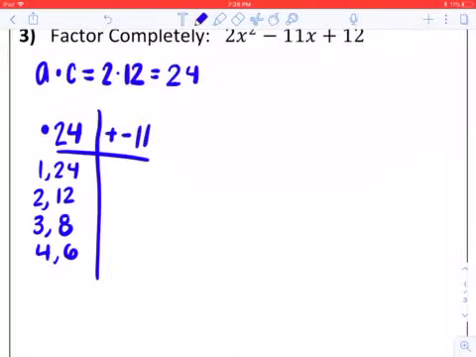So now I go through and add these. Well, 1 plus 24, that's 25. 2 plus 12, that's 14. 3 plus 8, that's 11, but I need this to be negative 11.